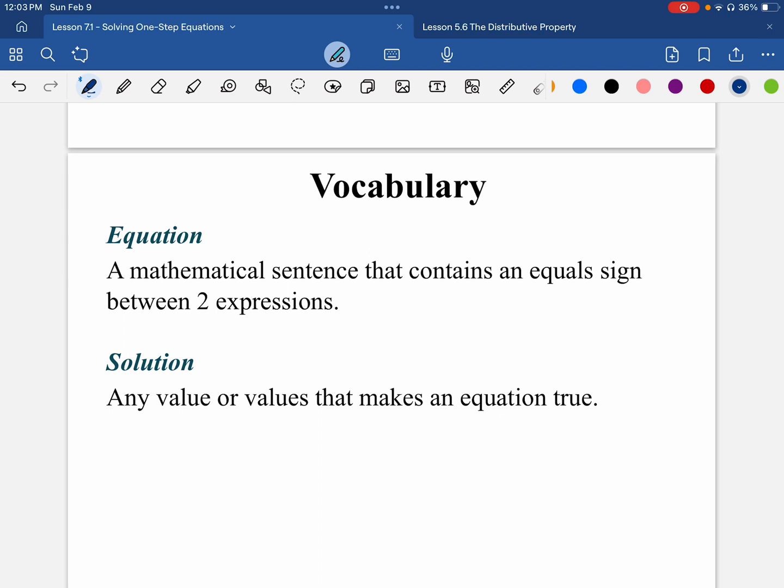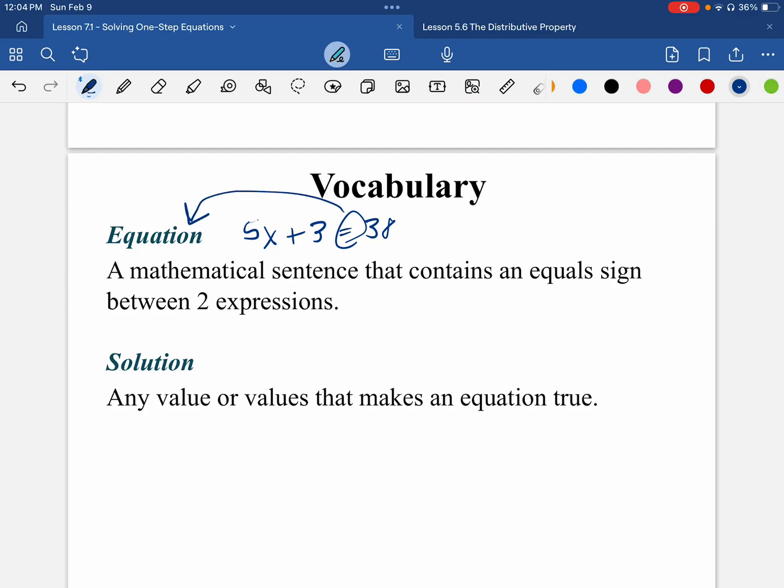An equation is a mathematical sentence that contains an equal sign. So this is something like 5x plus 3 equals 38. It has to have that equal sign in it in order for us to call it an equation.